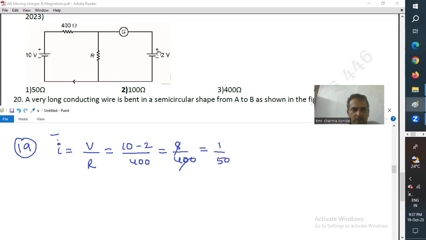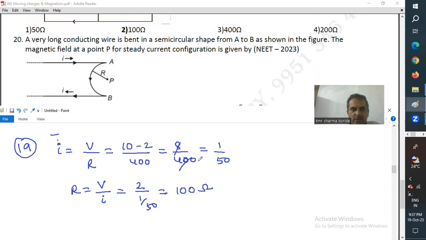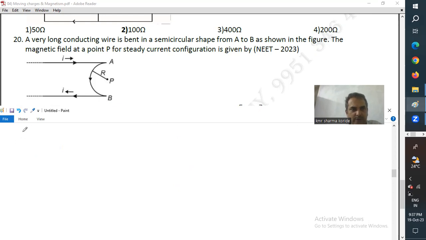Now, this is the potential difference across this R. So we need to find the resistance. R is equal to V by I. This V is going to be 2 volts. So 2 divided by 1 by 50. Therefore, the answer is 100 ohm. The second option is correct. Now moving to question number 20.